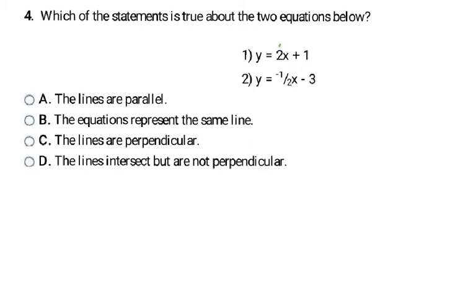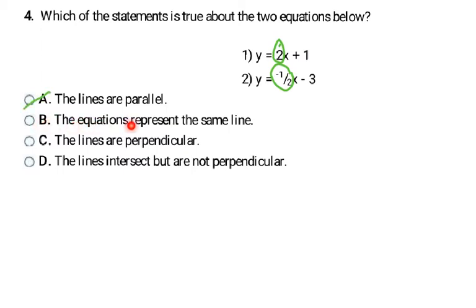So these are both in y equals form, so I don't have to do any rearranging. And my slope in the first equation is 2, the number in front of x. And my slope in the second equation is -1/2, the number in front of x there. So remember, if they're going to be parallel, like letter A suggests, those numbers have to be exactly the same. They're not. So it's not letter A.